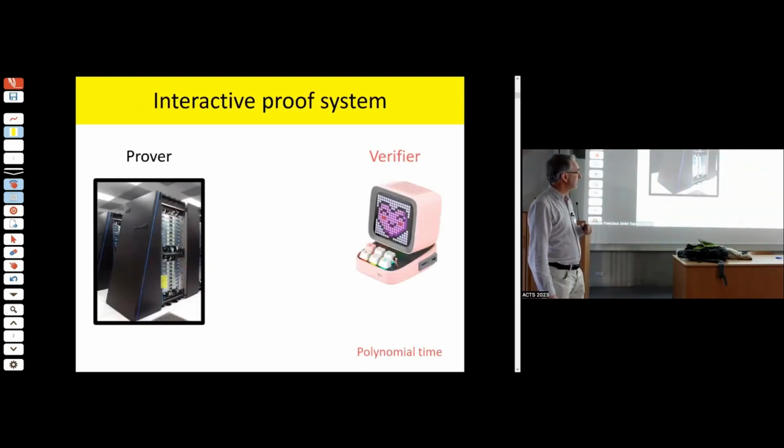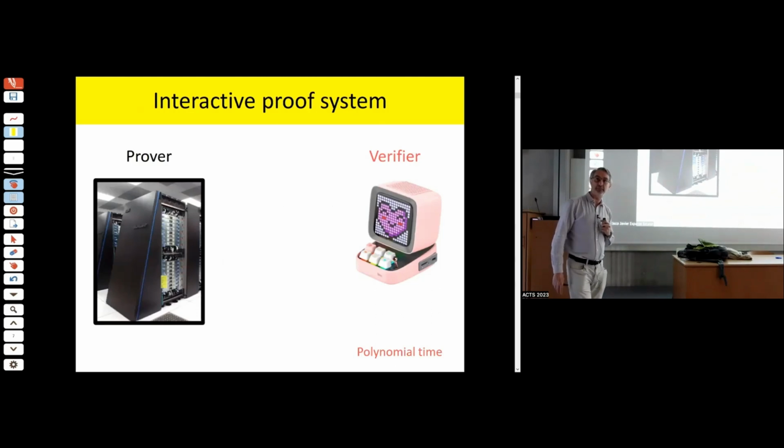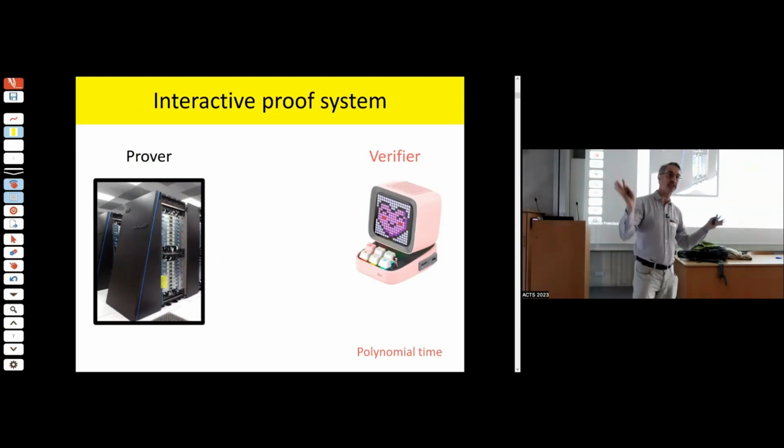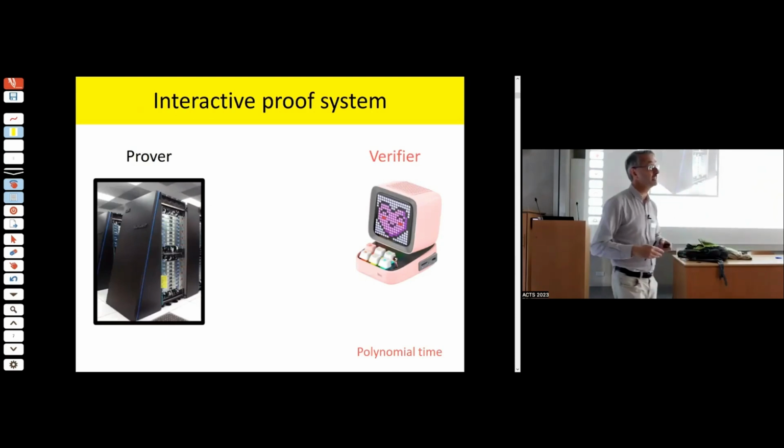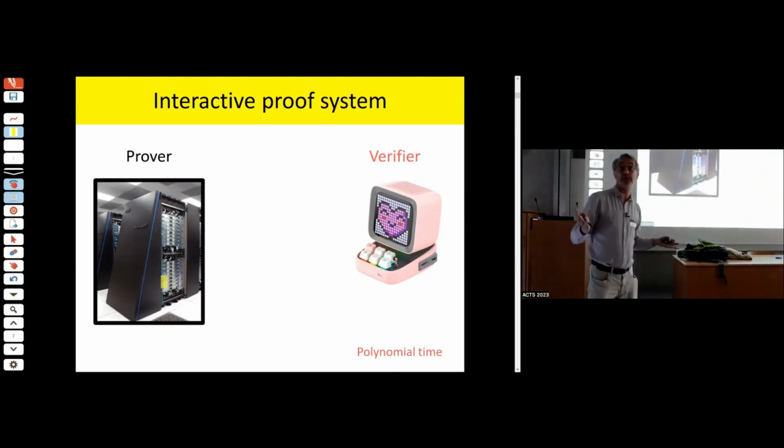So, what is that? Let me explain. When we do certification, the standard notion is a one-round thing. I send you a certificate and you check it. There is one round of communication. In an interactive proof system, there can be many rounds of communication.